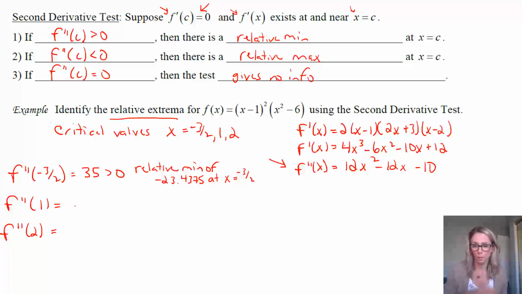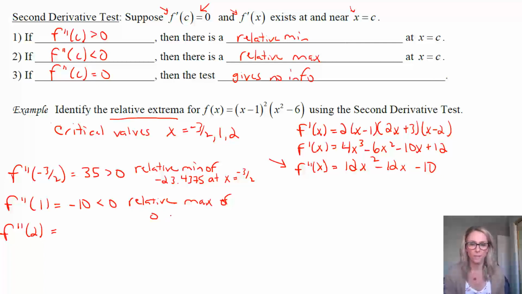If we plug in 1, you can see the second derivative, we get 12 minus 12 minus 10, so we get negative 10. More importantly, that is less than 0. And so what that tells us is that our function is concave down at x equals 1. And so that's going to create a relative max. So you can see how the second derivative test could be handy. Relative max of, remembering from before, that's 0 at x equals 1. So again, I'm not finding these values, I'm just using them from our previous notes.